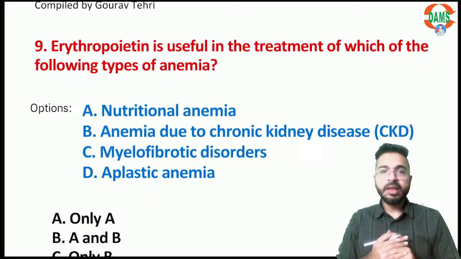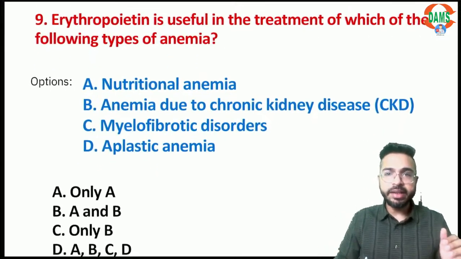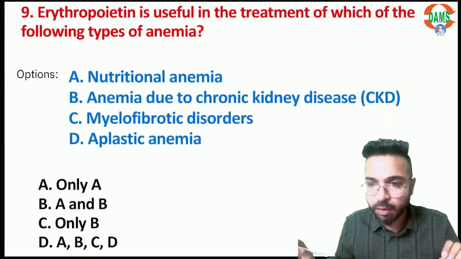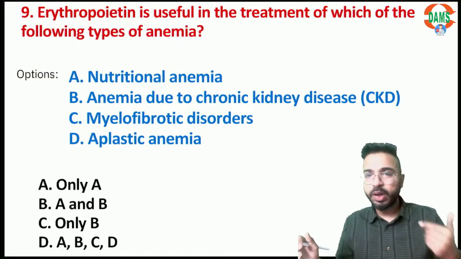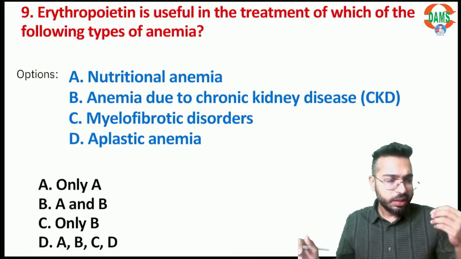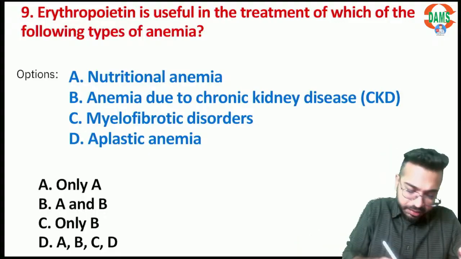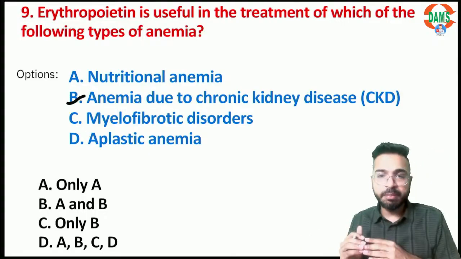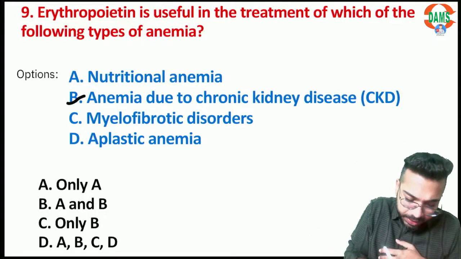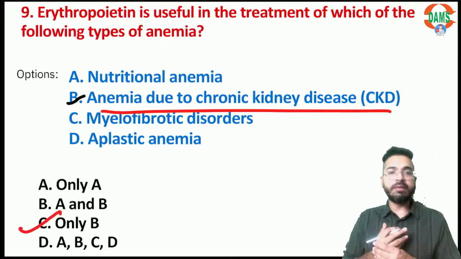Next question. Erythropoietin is used. Again, match the following question. Useful in treatment of which of the following type of anemia? Erythropoietin. I think it was a straightforward question. I don't think you would have made it wrong. It is B, and they ask you a multiple choice question. Only B was the answer.